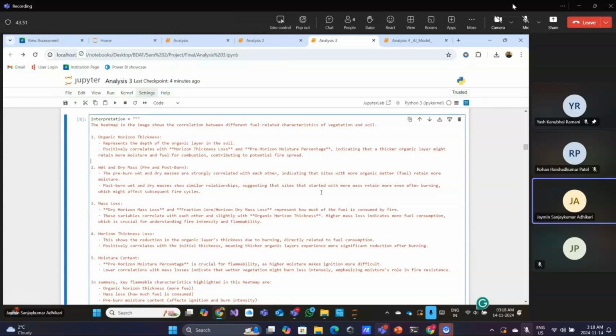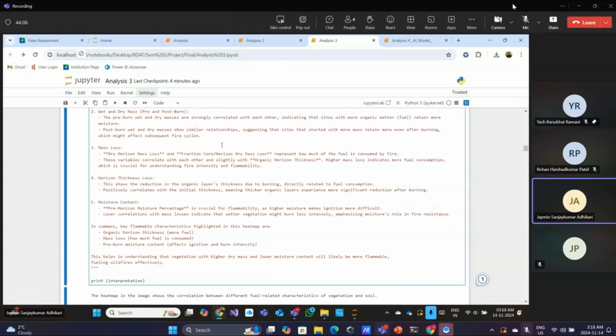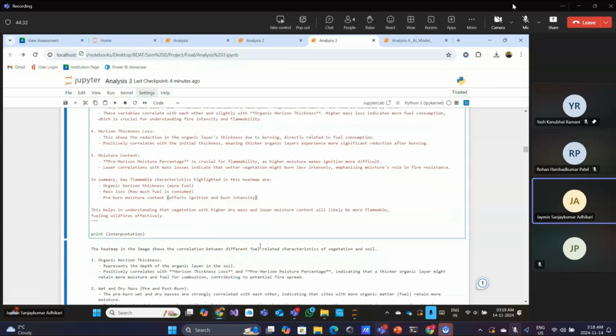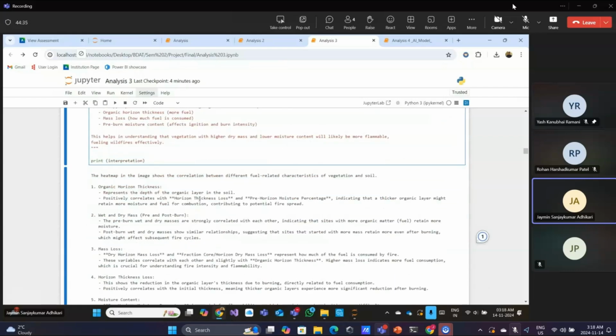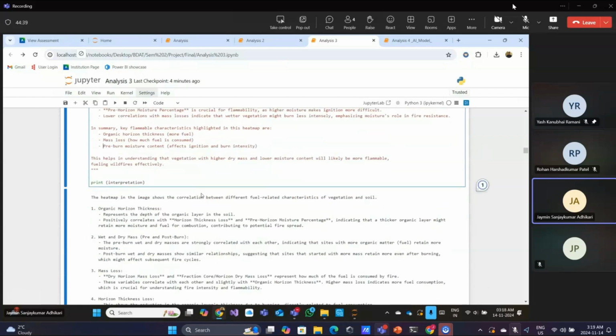So here is the interpretation of that matrix. The organic horizon thickness represents the depth of the organic layer in the soil. In summary, the main flammability characteristics highlighted in this heat map are organic horizon thickness, which means more fuel; the mass loss, which represents how much of the fuel is consumed during the wildfire; and pre-burn moisture content, which affects the ignition and burn intensity. How intense our fire is can be represented by the pre-burn moisture content, and we can compare it with the after-burn moisture content. That is how we get the intensity of the fire.